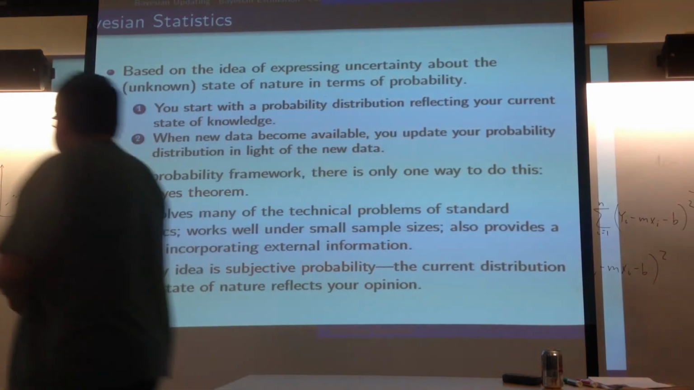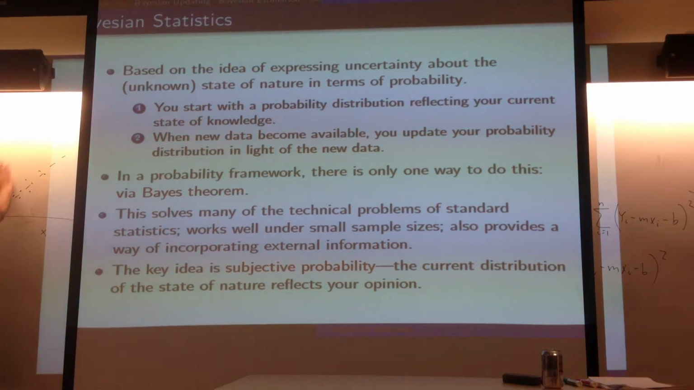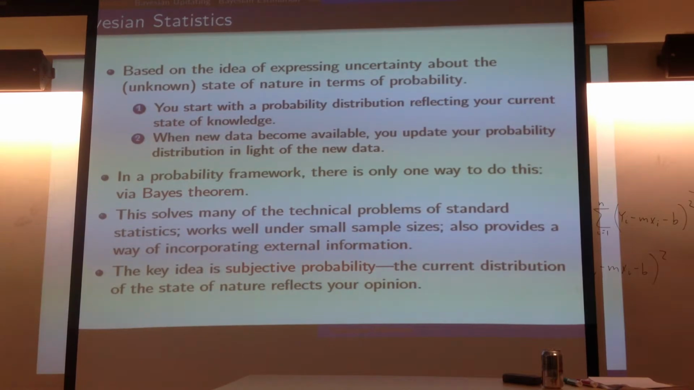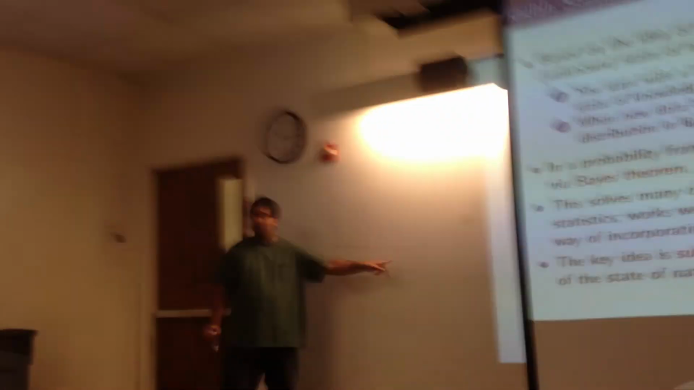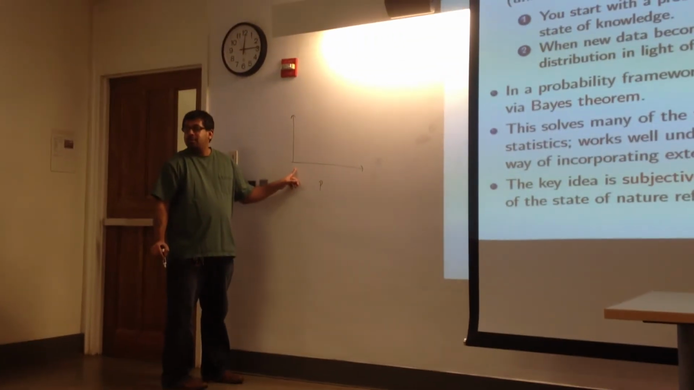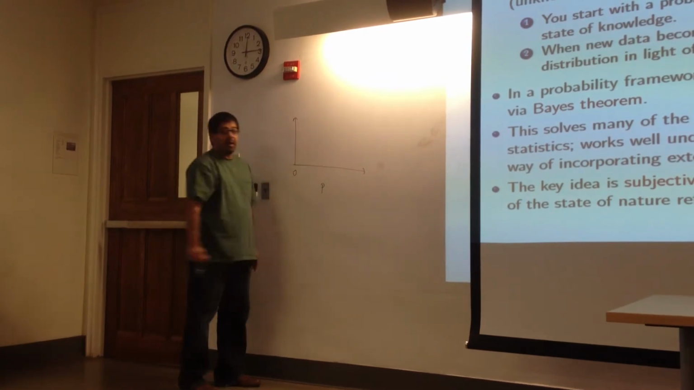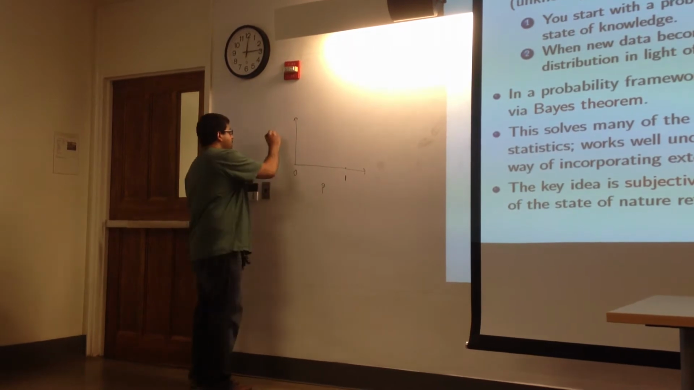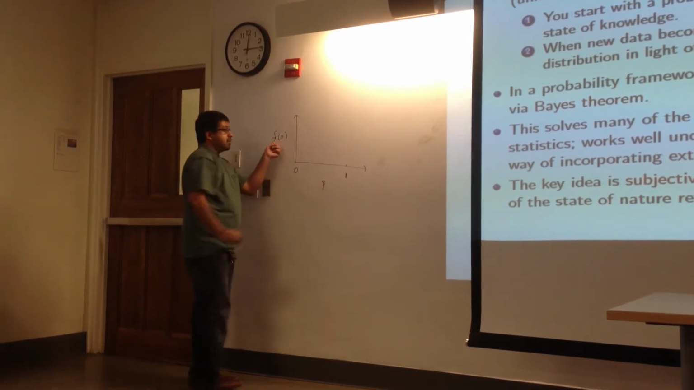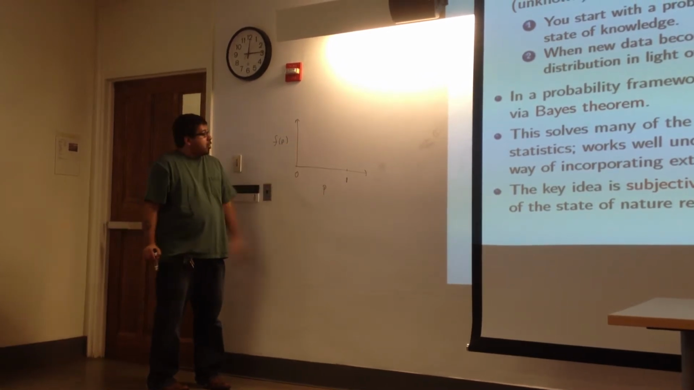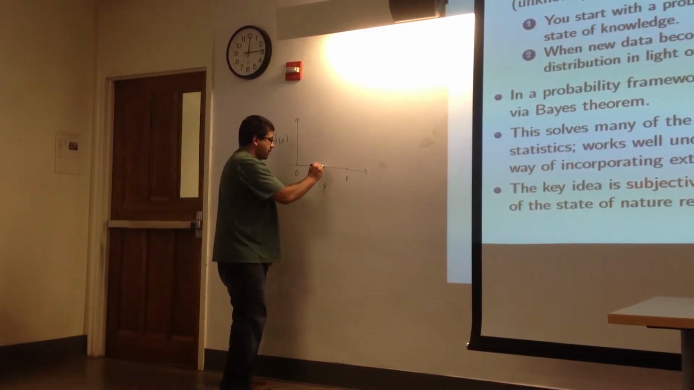So let's actually draw this. This is my probability P. This is how fair or unfair my coin is. Okay? What values can P take? What's the smallest value it can take? 0. What's the biggest value it can take? 1. Okay? And this is my density. This is my density on P. Alright. So let's say this is 1/2.